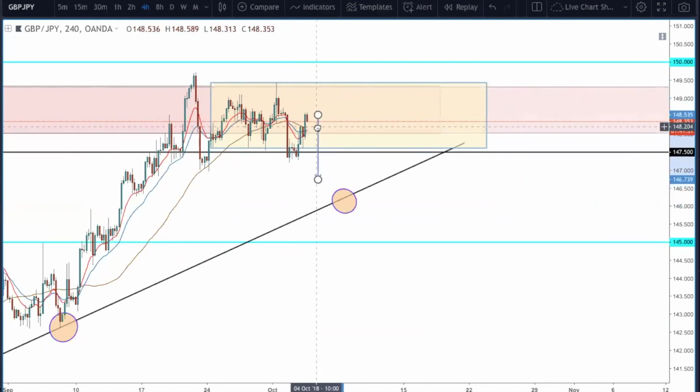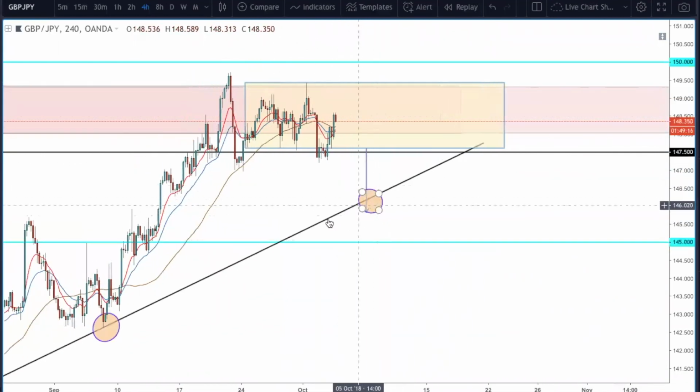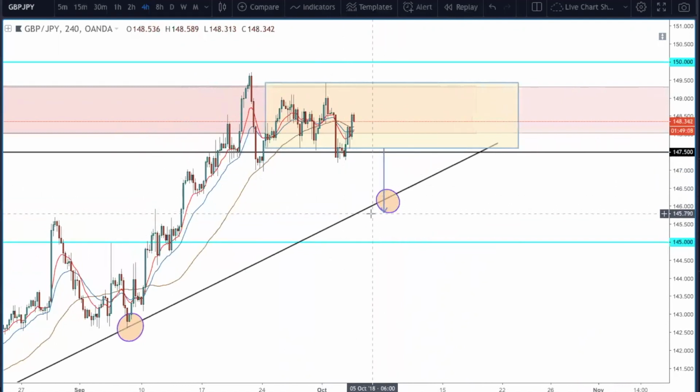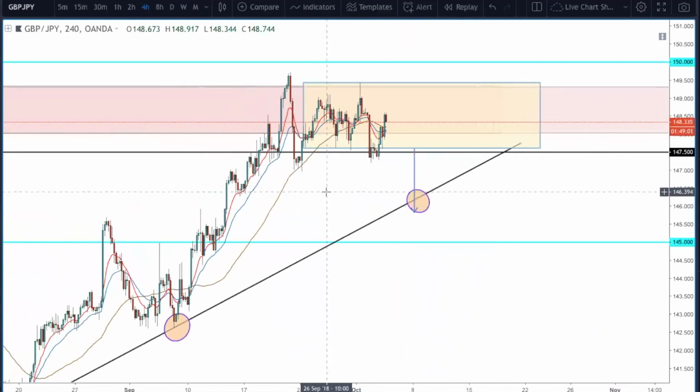If I simply take the measurement of the box consolidation and just put the arrow tool below it, we can expect about the same range of this box consolidation to happen to the downside. And as you can see, we would essentially get that retest of the ascending trend line along with a possible either false breakout and then push back into the trend line, or even just a wick to complete this arrow tool, or just mimic the range which we had here.